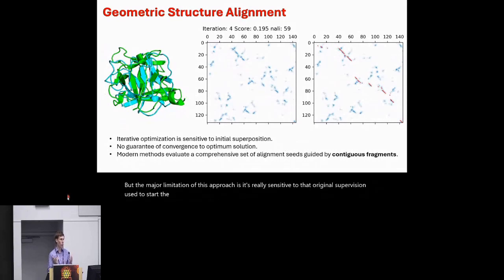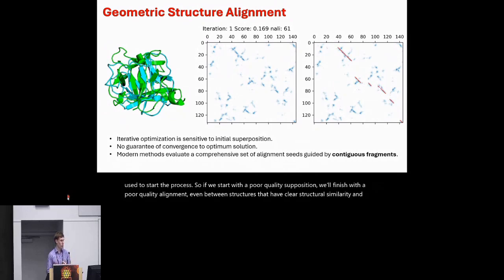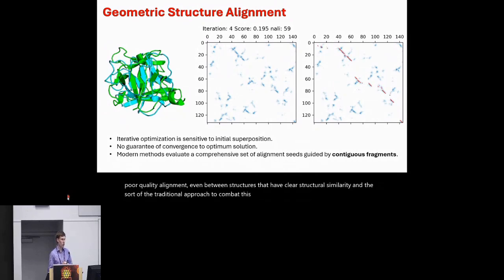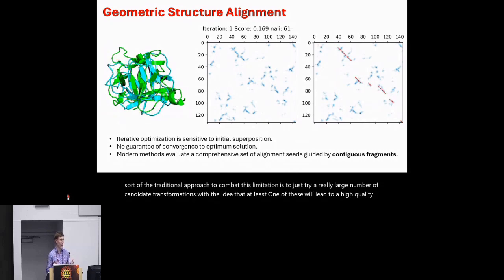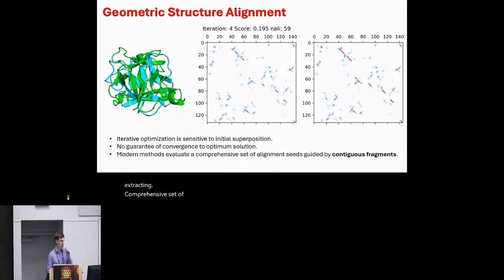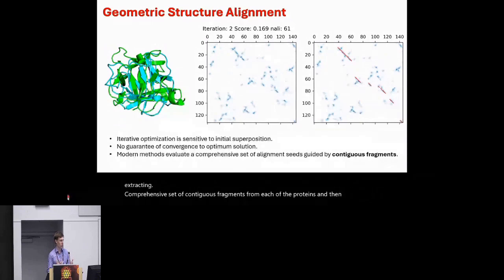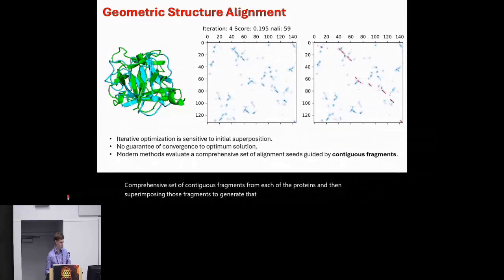So if we start with a poor quality superposition, we'll finish with a poor quality alignment, even between structures that have clear structural similarity. The traditional approach to combat this limitation is to try a really large number of candidate transformations, with the idea that at least one of these will lead to a high quality alignment. These candidate transformations are generated by extracting a comprehensive set of contiguous fragments from each of the proteins and then superimposing those fragments to generate that initial seed superposition.